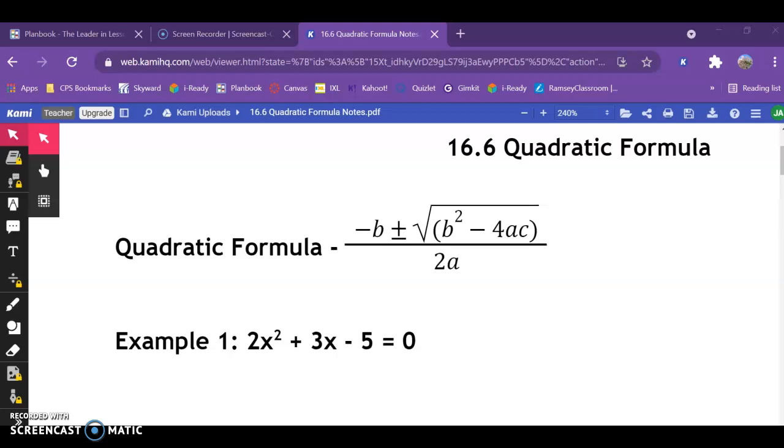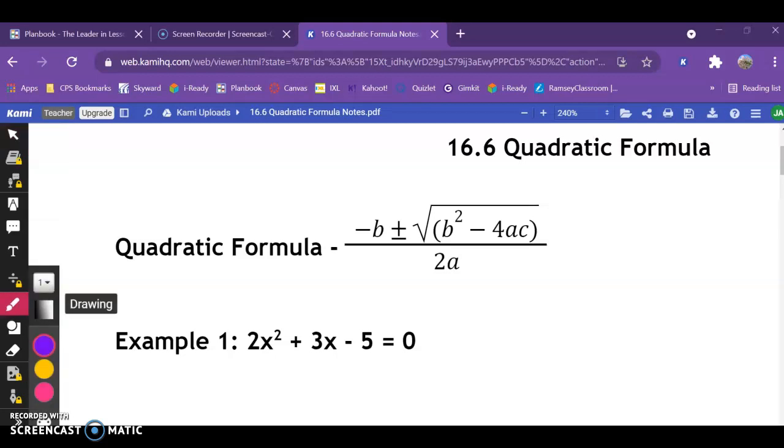This formula works with any type of quadratic equation. So if this is the one thing that you remember out of here, you'll be able to solve all of the quadratic equations and find their zeros. Remember, those are where they cross the x-axis when we graph. So it's negative b plus or minus the square root of b squared minus 4ac, all divided by 2a.